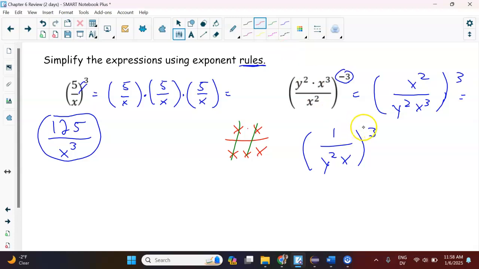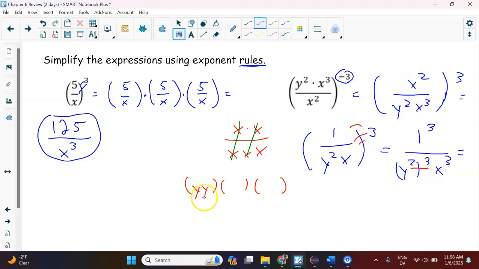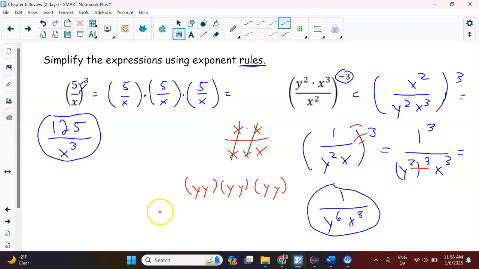Okay, and now that you're here, now I would distribute this 3 into all the parts. So we have 1 cubed over y squared cubed, and then x cubed. Okay, and then the final rule here is power of a power. And again, if you forgot that, just think that little cube on the outside means you have three parentheses, and in each parenthesis you have y squared, 2 y's. So you have y to the 6th in the bottom there. Okay, so 1 cubed is 1, then we have y to the 6th and x cubed in the bottom. That's our final answer.